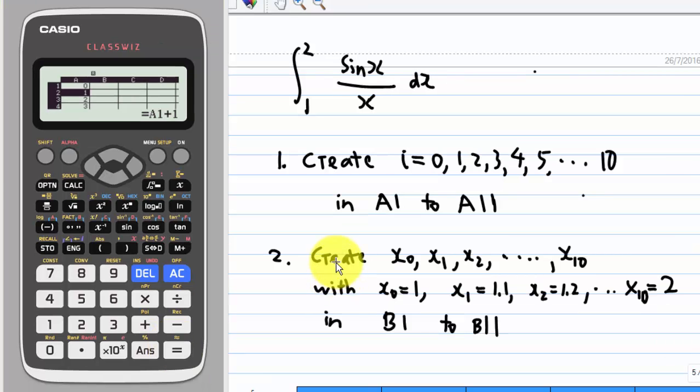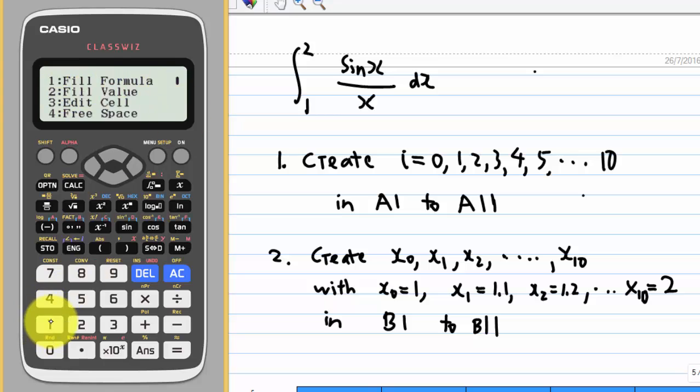Next, we are going to create x0, x1, x2, all the way to x10, with x0 equal to 1, x1 equal to 1.1, x2 equal to 1.2, x3 equal to 1.3, all the way to x10, which is equal to 2, in cells B1 to B11. To do this, we go to B1 and enter the value of x0, which is 1. Then fill in the rest of the cells from B2 to B11 using option.